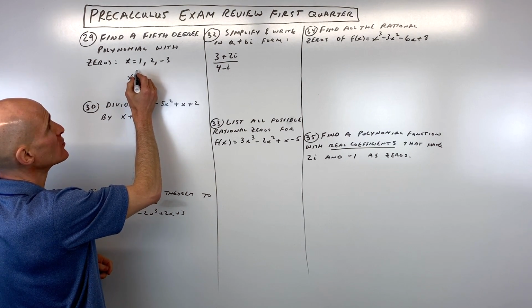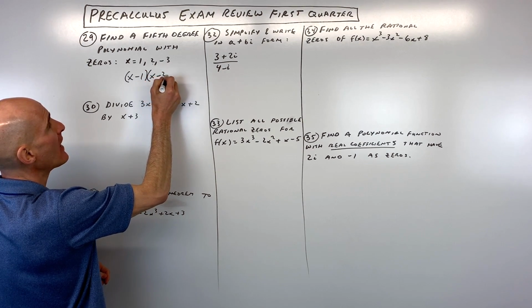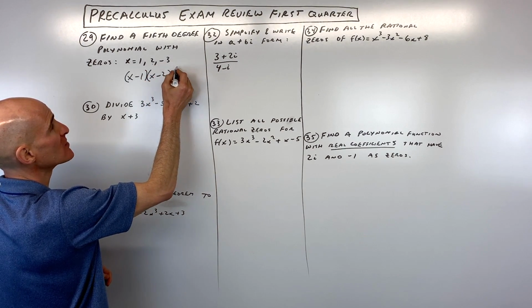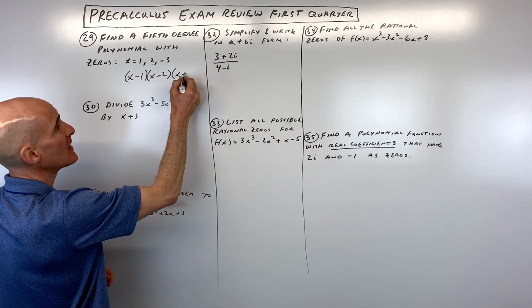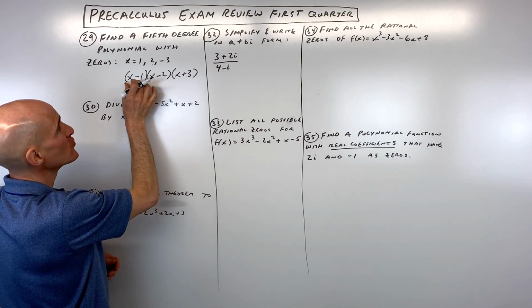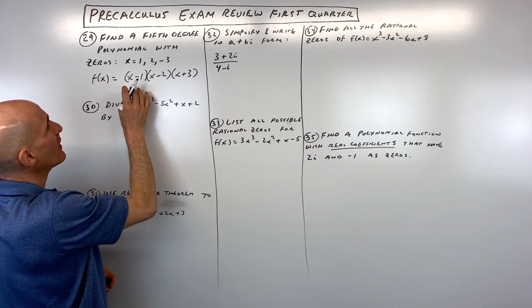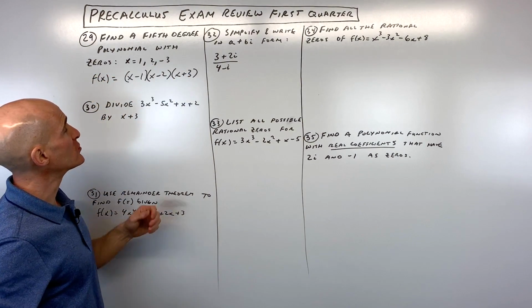So if x equals 1 is a 0, x minus 1 is a factor. If 2 is a 0, x minus 2 is a factor. If negative 3 is a 0, x minus negative 3 is a factor, but the two negatives cancel, so it becomes x plus 3. So if you set these factors to 0, you're going to get these zeros right here, 1, 2, and negative 3.